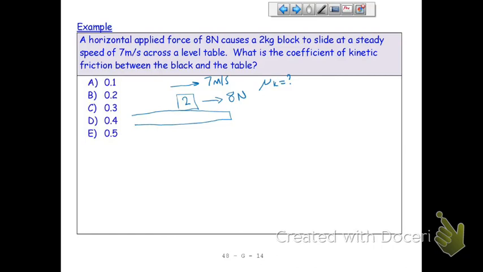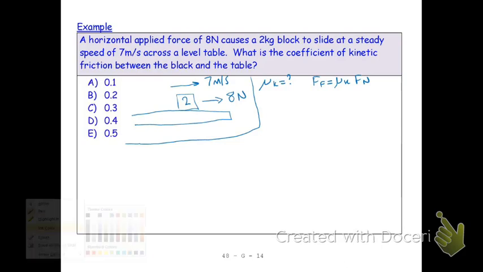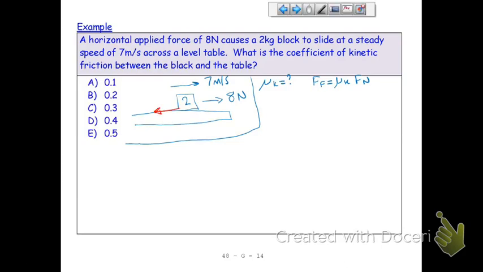Okay, so I got my visualization. I can say Ff is equal to mu k times Fn. That's one possibility. On my diagram, I know that that's Ff, and I know that that's Fn, and that's going to be 20, because it's a level table.